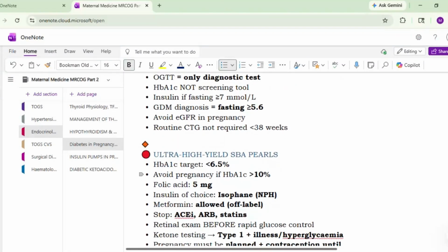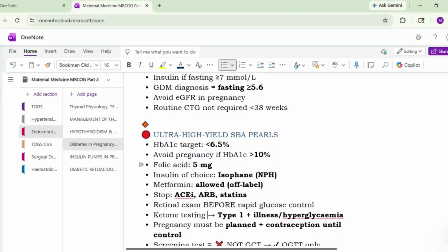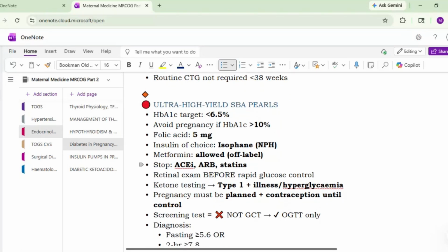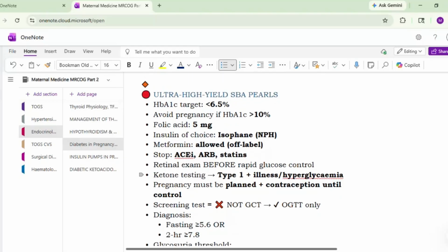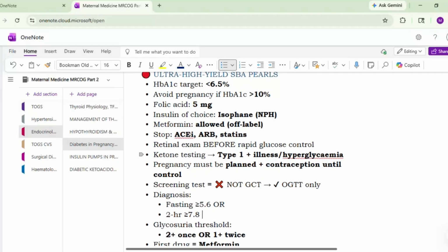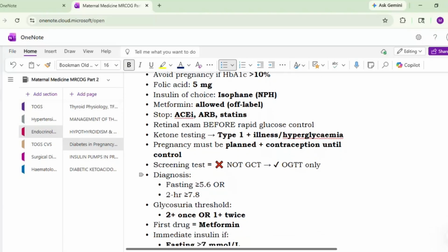Then another thing you should remember, HbA1c target should be less than 6.5. Avoid pregnancy if the HbA1c is more than 10%. So preconceptional target should be less than 6.5. More than 10%, pregnancy is to be avoided. Folic acid 5 milligram should be started preconceptionally. Insulin of choice is isophane. Metformin is allowed. Stop ACE inhibitors, ARBs, statins, then retinal exam before rapid glucose control, glucose testing for type 1, plus whenever there is an illness or hyperglycemia. Pregnancy must be planned and contraception should be advised until the control is obtained.